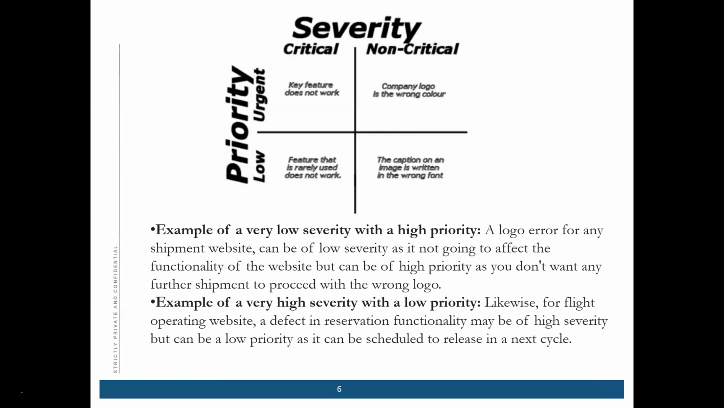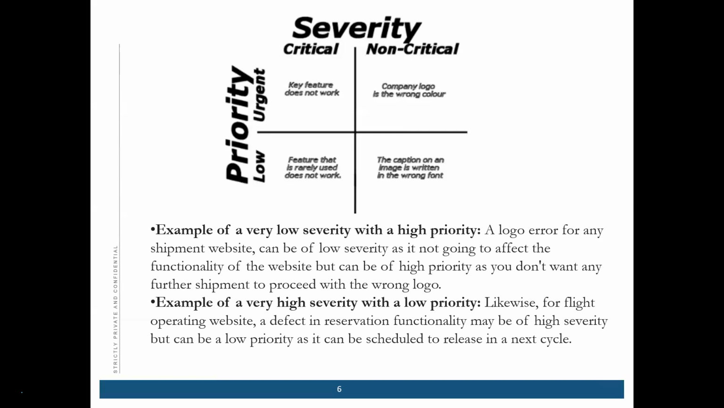And low severity and high priority is like, as Yatharth has already said, that logo. So suppose the Google logo is written with a P instead of a G. So it is a high priority, correct, to change that particular logo, because it will give a wrong impression to the customer who is going to that particular site. But is it high severity? No, it is not high severity.